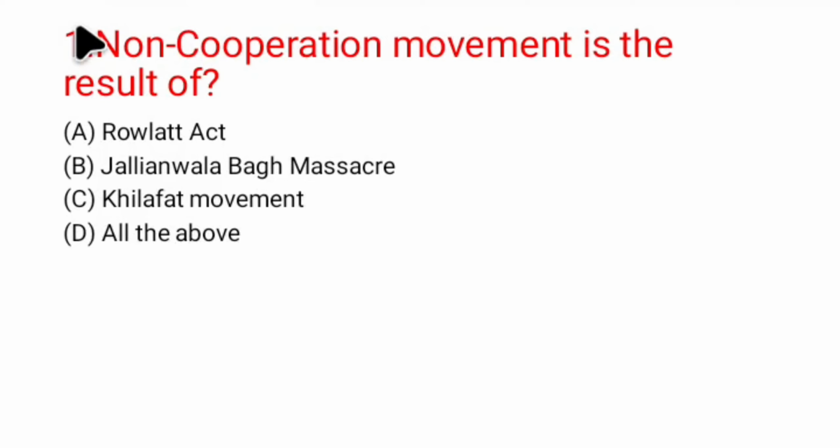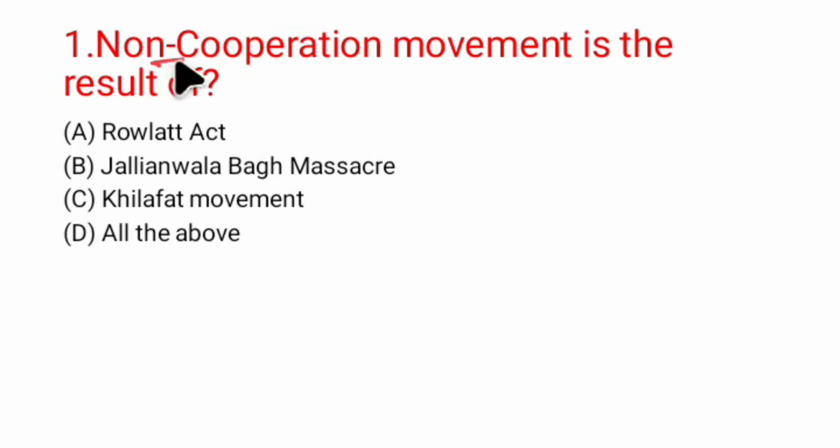The first question is related to the history topic, and the question is: the Non-Cooperation Movement, which is NCM, is the result of which of the following? The options were Rowlatt Act, Jallianwala Bagh Massacre, Khilafat movement, and option D, all of the above. Before answering the question, let us understand the concept.